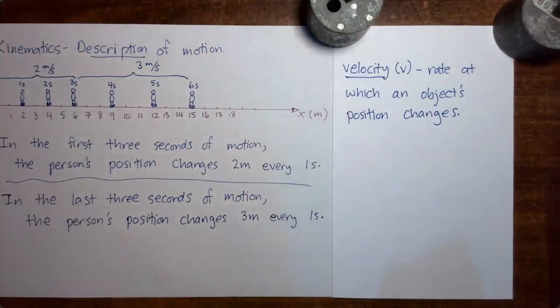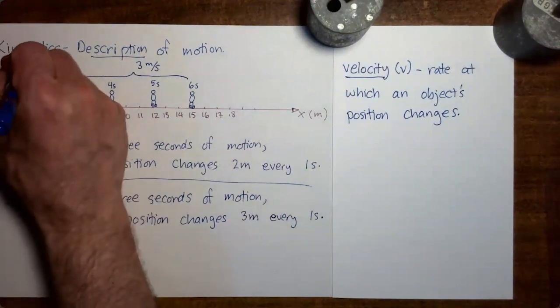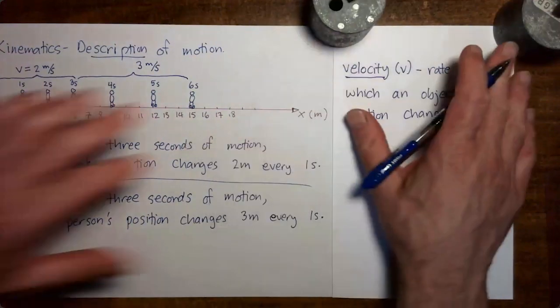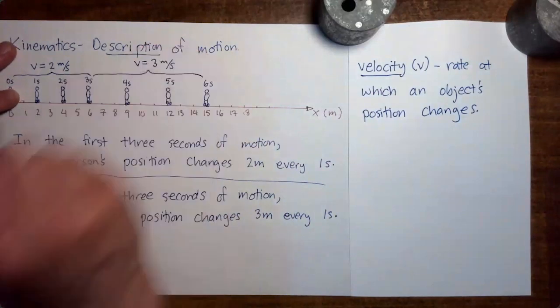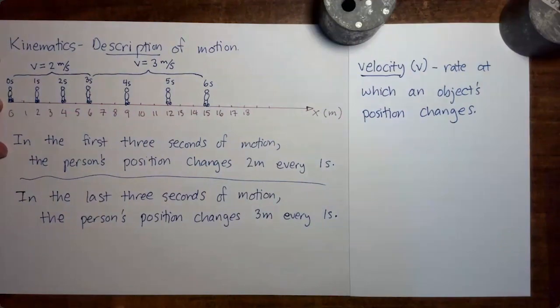So in this example here, we could say that the velocity of the person during the first 3 seconds of motion is 2 meters per second. And the velocity of the person in the last 3 seconds of motion is 3 meters per second. In the next video, I'm going to show you a different way of thinking about the velocity.